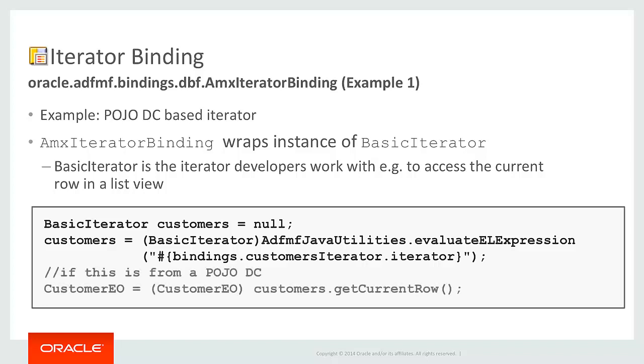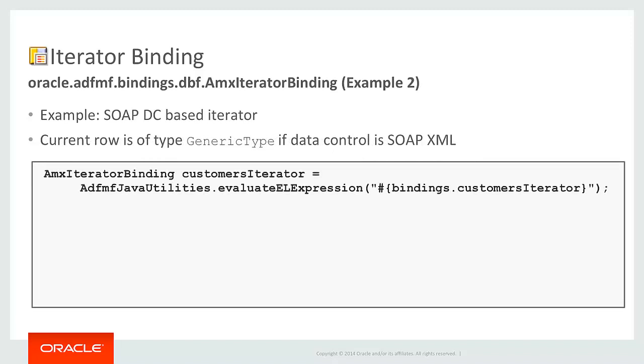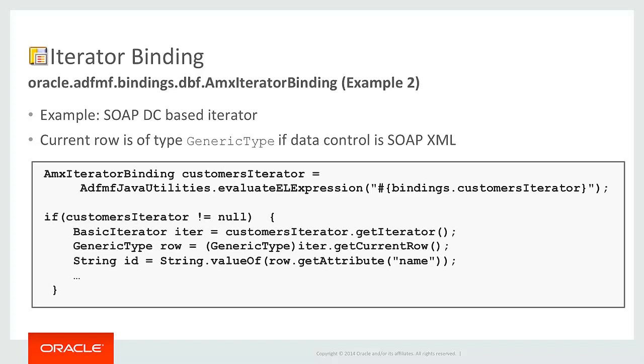I can call get current row on the iterator and I will get the current row representation, and I can call get data provider to get either the generic type for the SOAP service or the entity I'm working with if it's a POJO data control. The second approach is that we call bindings custom iterator, and that is what we then cast to AMX iterator binding. And on the AMX iterator binding, if it's not null, we can call get iterator. Now that's exactly the same as the expression language would do, just we do it in Java here.